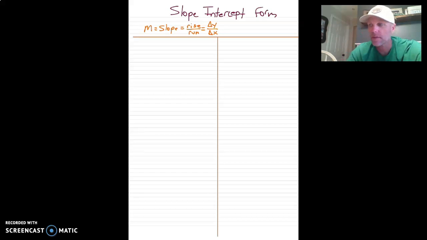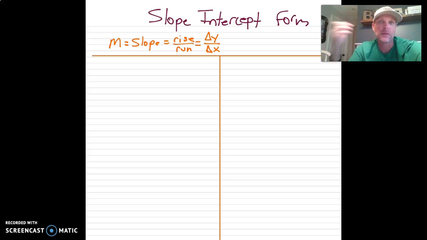I know a lot of times in sports we think of an intercept as something being taken from the other team. All right. So slope-intercept form is something that you're going to have to learn, and you're going to use a lot throughout your math career in school.